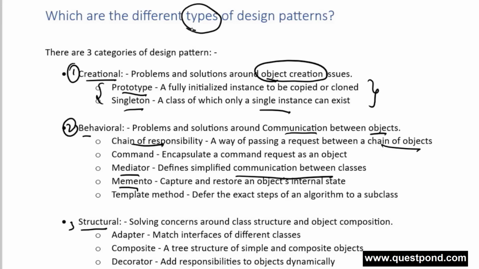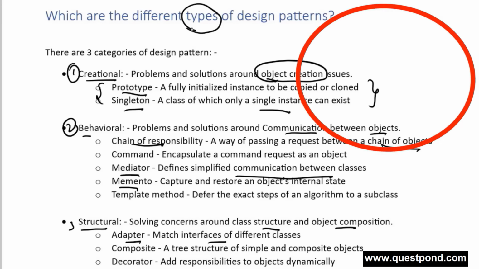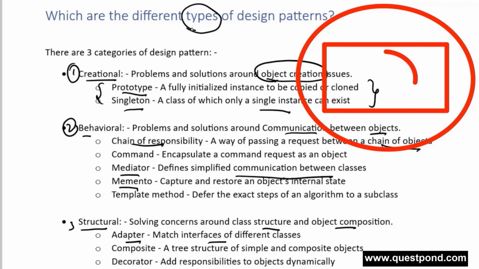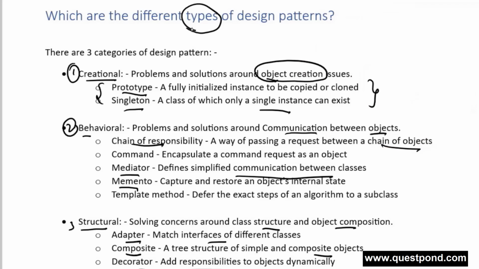Then we have structural, which talks about the object composition and structure. So more related around the structure. So let us say you have two classes and they have incompatible interfaces, adapter. Let us say you want to create a composite object. Let us say that you have a circle. Inside the circle you have a rectangle. Inside the rectangle you again have a circle, right? Then you have a composite object. Decorator, you want to add behavior dynamically. So these are the 3 different types of categories.